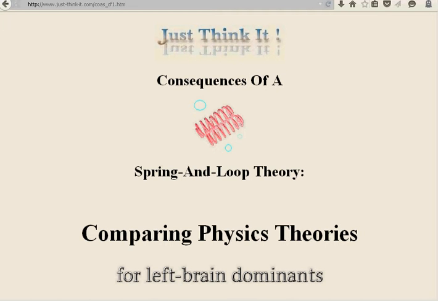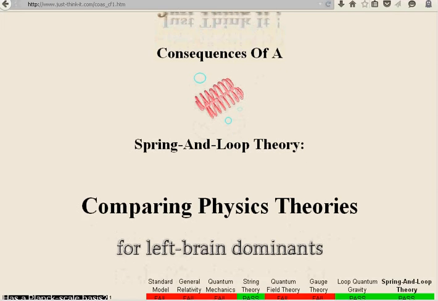This video is called Consequences of a Spring and Loop Theory, Comparing Physics Theories. This segment is for left brain dominance. In this video we'll compare the Standard Model to general relativity, to quantum mechanics, to string theory, to quantum field theory, gauge theory, loop quantum gravity, and spring and loop theory. There will be 44 comparisons.